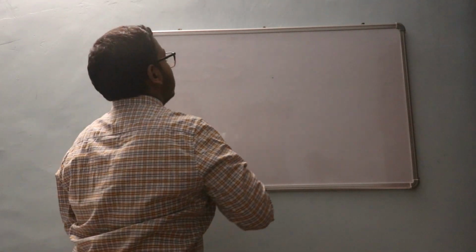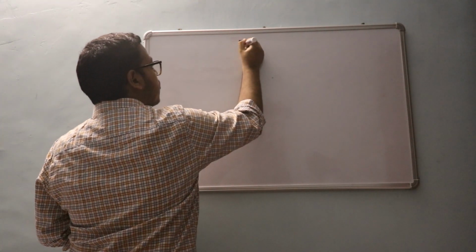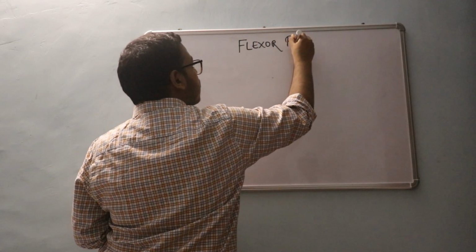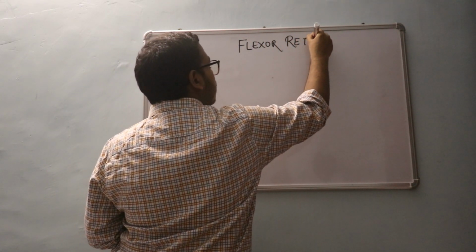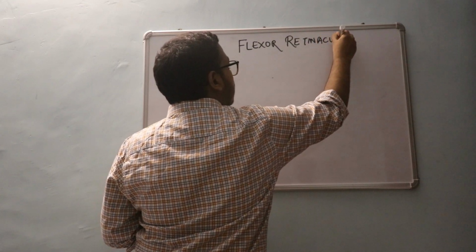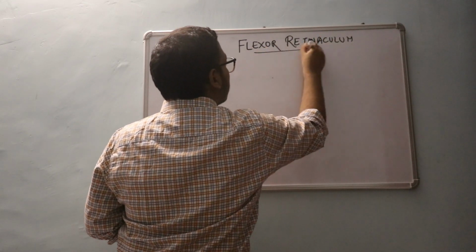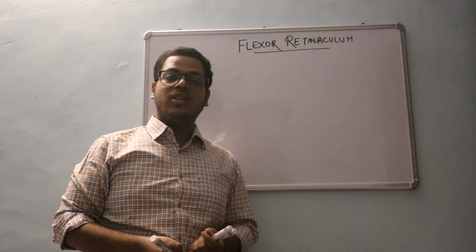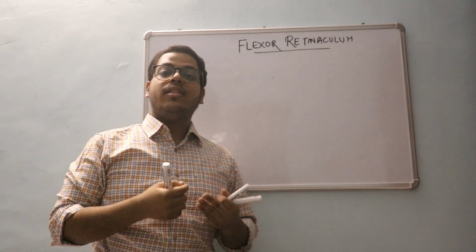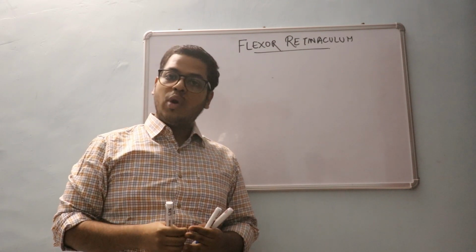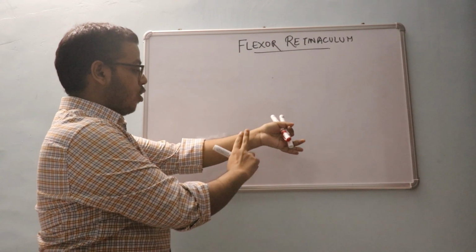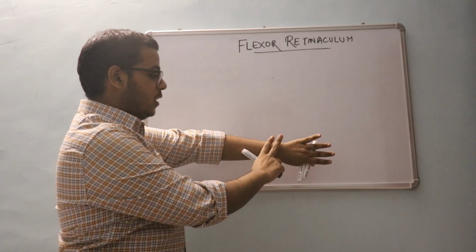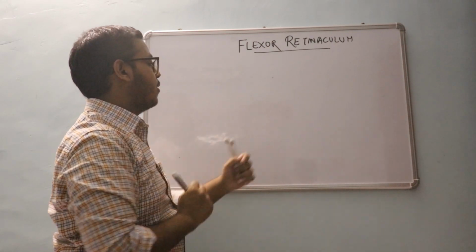So let us start with the flexor retinaculum. It is present on the anterior side, or the flexor compartment, of the forearm. Okay, so it is present here on the flexor compartment of the forearm. It is the flexor retinaculum. On the extensor compartment we have the extensor retinaculum.